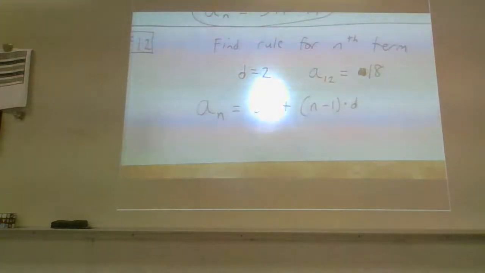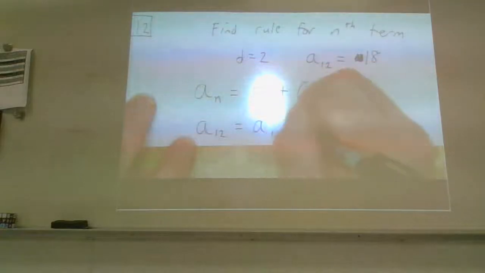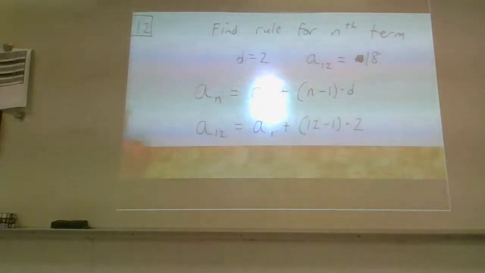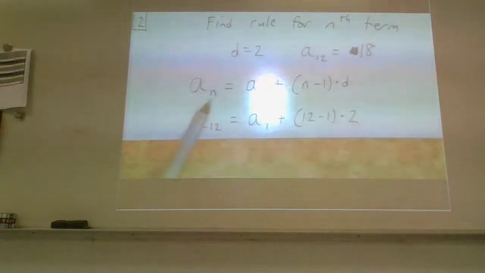In order to actually get the rule, you need the difference and you need the first term. We don't have the first term. So instead, I can do something like this. Look what I just did. Instead of a sub n, where I'm pointing the pen, I plugged in a 12 for that n value. And I also plugged in a 12 for this n value over here. And that makes sense. For the d, I just replaced it with a 2 because they told me what d was.